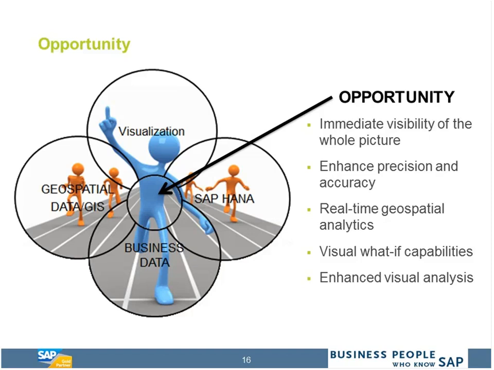So let's talk about opportunity. I talked about geospatial analytics and how it brings an organization opportunity. But a great opportunity comes when you combine multiple tools together. We know that geospatial analytics brings visualization so that you can see the information in dashboard view. But what happens when you bring SAP HANA into the picture? SAP HANA can bring immediate visibility of the whole picture, can enhance precision and accuracy, can show real-time geospatial analytics, can visualize what-if capabilities, and can enhance your visual analysis.